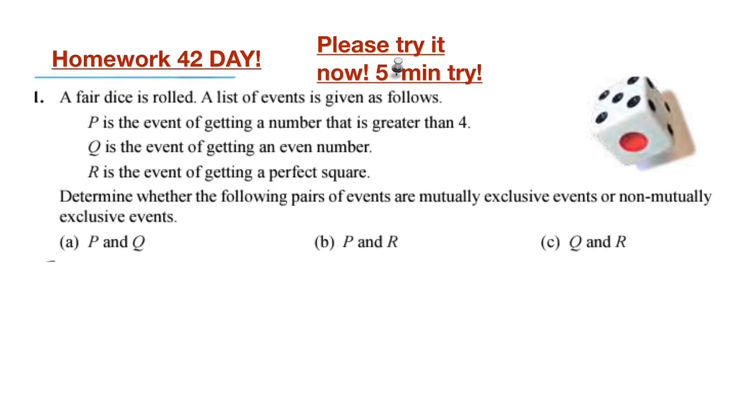A. Set P and set Q. B. Set P and set R. C. Set Q and set R. So you actually need to solve using intersect. Try to find the common element. If there is no common element, it means it does not intersect. When it does not intersect, that means it is mutually exclusive.